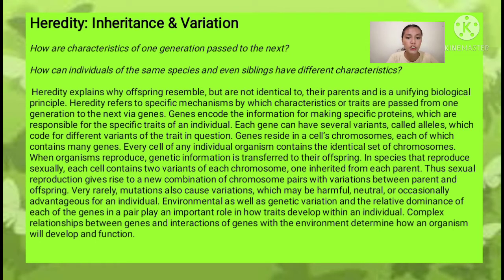Thus, sexual reproduction gives rise to new combinations of chromosome pairs with variation between parents and offspring. Very rarely, mutations also cause variation, which may be harmful, neutral, or occasionally advantageous for an individual. Environmental as well as genetic variation and the relative dominance of each of the genes in a pair play an important role in how traits develop within an individual. Complex relationships between genes and the interaction of genes with the environment determine how an organism will develop and function.